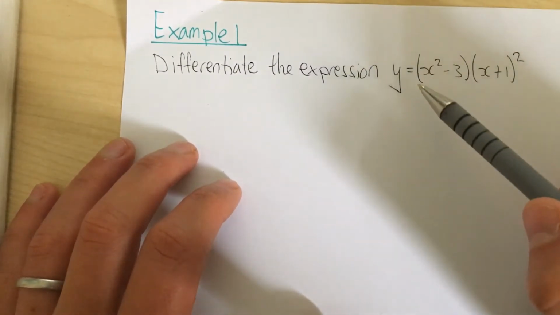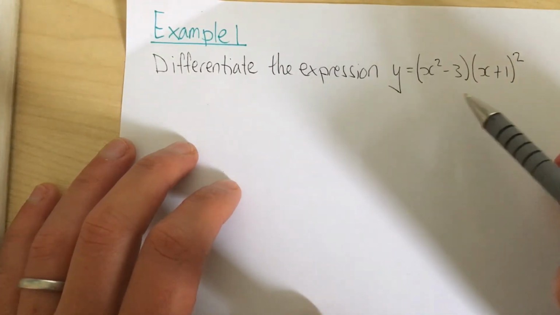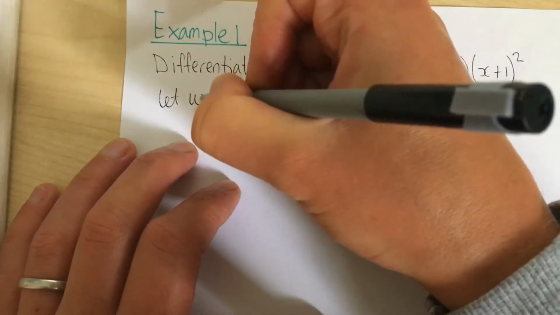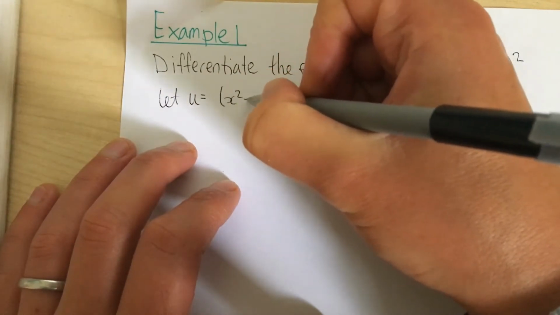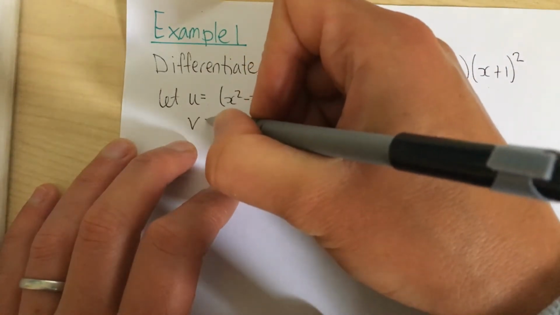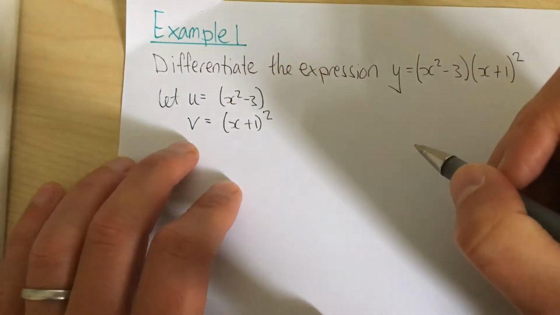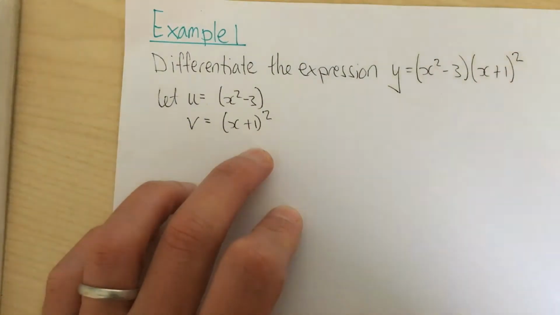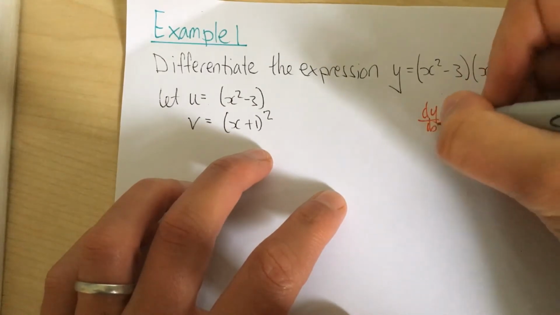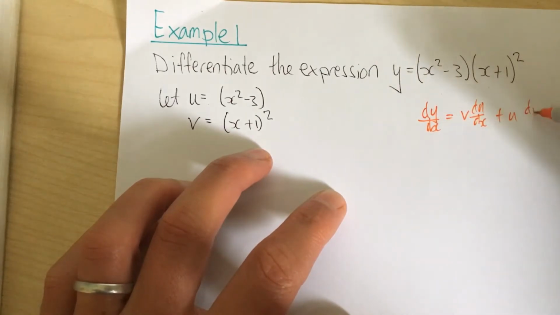So the first thing we do here is identify the type of rule that we're going to need to differentiate it. In this case, the product rule, because it's the product of two functions. So we say let u equal x squared minus 3. That's the first function here. And similarly, v equal the other function, in this case the square of x plus 1. And now let's just write down the product rule on this page. So we've got dy by dx equals v du by dx plus u dv by dx.